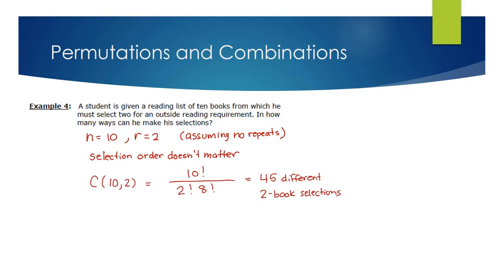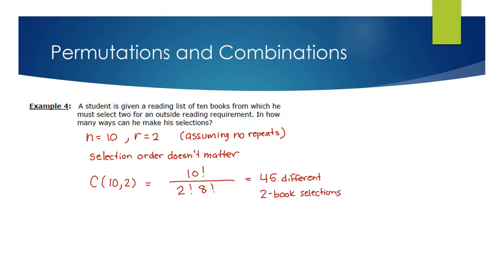So I can set it up just like this and say, okay, if I do 10 factorial over 2 factorial times 8 factorial, I would get 45 different 2-book selections. Now, a lot of people have a tendency sometimes to confuse this situation and say, well, shouldn't I be able to do 10 books, then 9 books after that, and get 10 times 9, which is 90? That seems like a logical reason, but when you're doing that, you're assuming that you're picking them in a particular order. In this case, you're not. You're not picking them in a particular order.